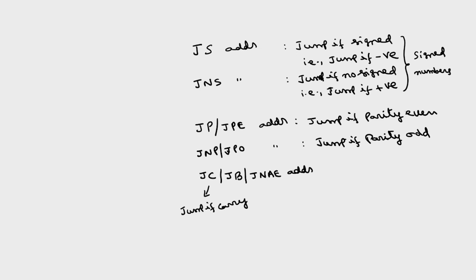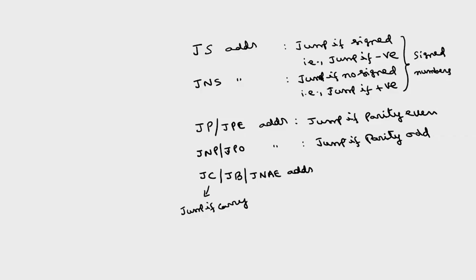If the carry flag is set, so if the result of the instruction just above this one results in a carry, the carry flag will be set. We have discussed the condition for the carry flag to be set. If the carry flag is set, then the microprocessor control goes to the address that is specified, otherwise it will skip the instruction and go to the next instruction. The same operation, this JB stands for jump if below.